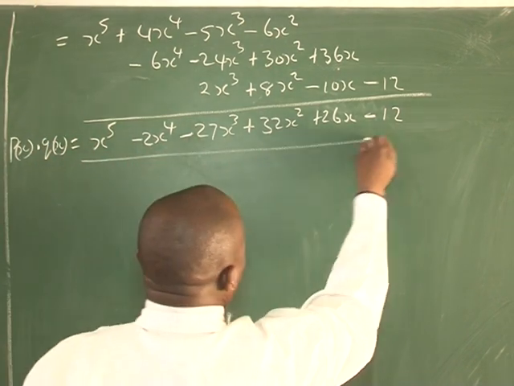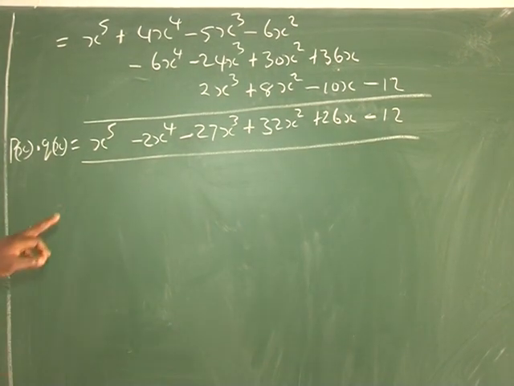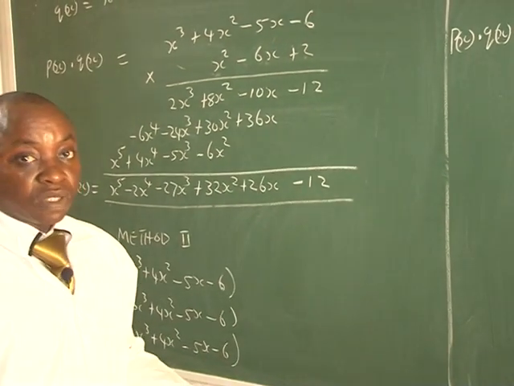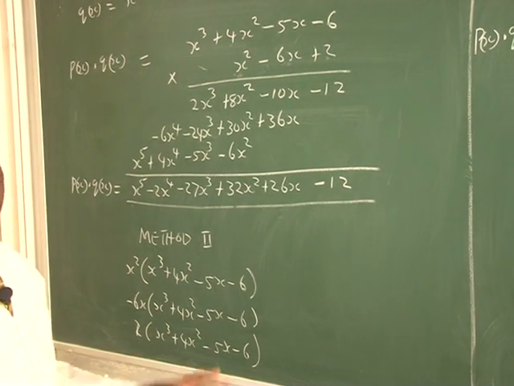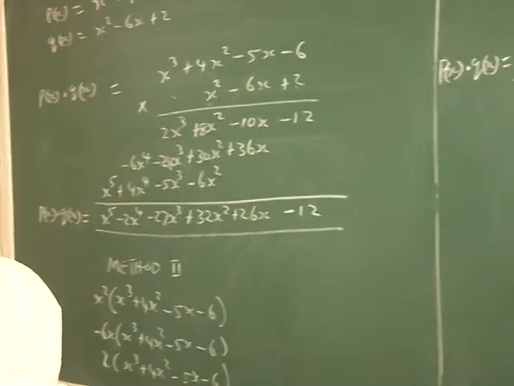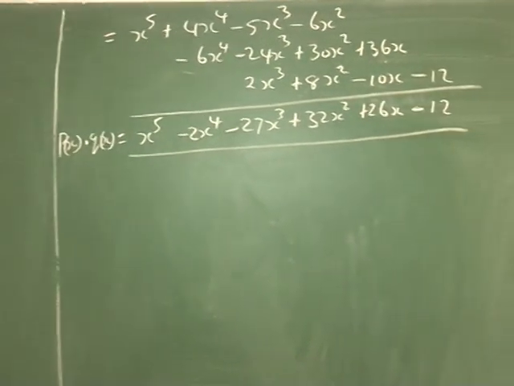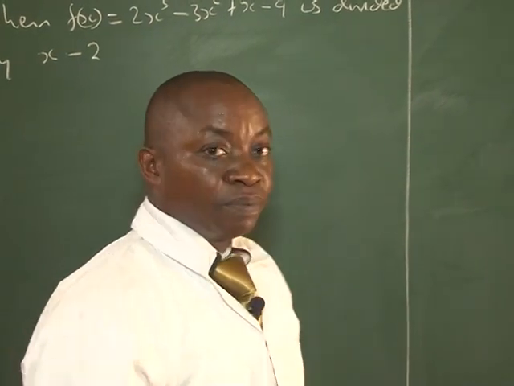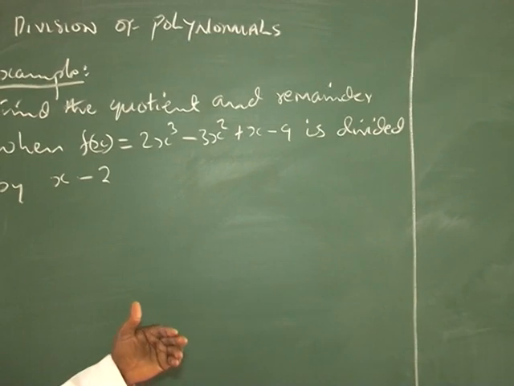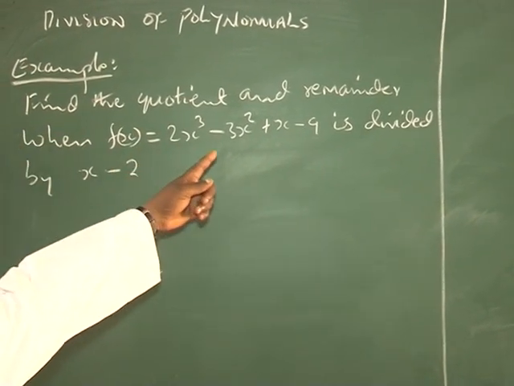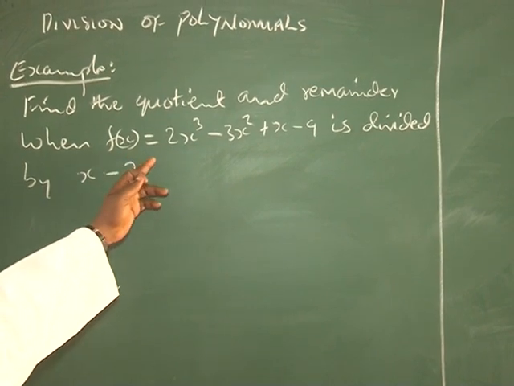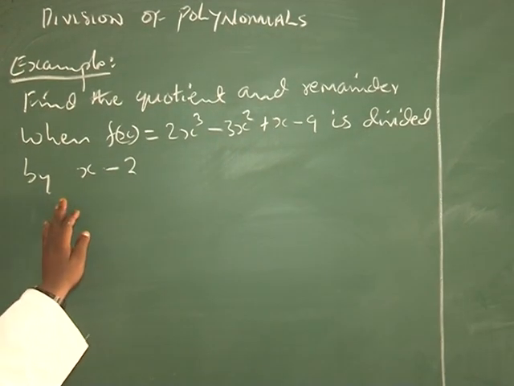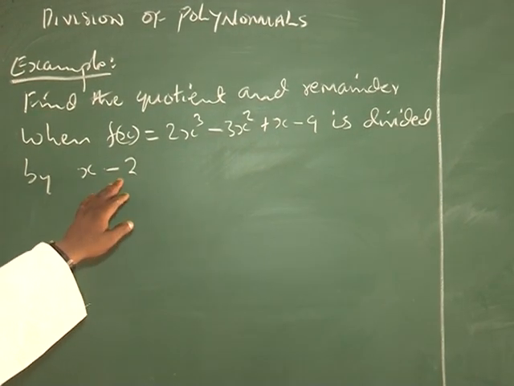We also notice the similarity of the results. Now this result and this one is the same. So based on any method you wish to use, that is how polynomials are multiplied. We'll now look at division of polynomials. The division of polynomials could be done using long division method. For example, find the quotient and remainder when f of x equal to x cubed minus 3x squared plus x minus 9 is divided by x minus 2.